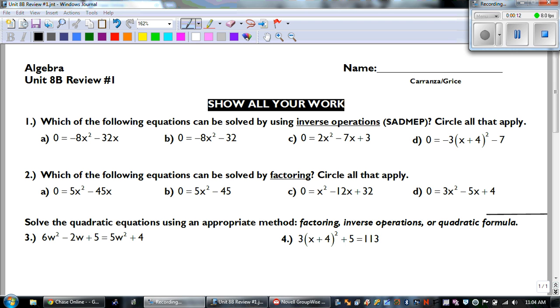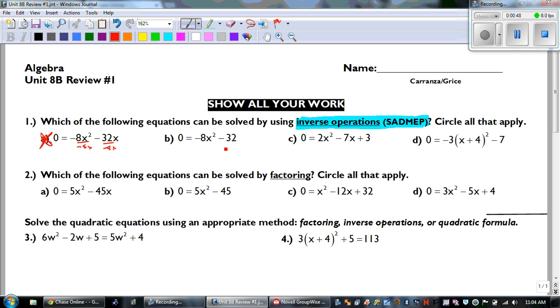So, looking at number 1, which of the following equations can be solved by inverse operations or SADMAP? Circle all that apply, okay? So only the ones that can be solved by inverse operations. So looking at A, how would I solve A? I would factor, because they both have a GCF, and so that's not SADMAP.